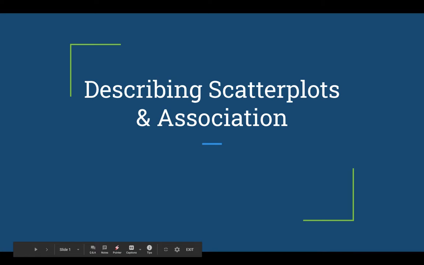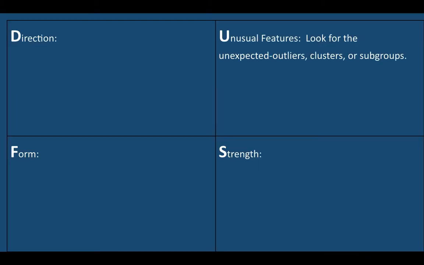In this lesson, we're going to learn how to describe scatterplots and associations. So first of all, a scatterplot is used to display relationships between two quantitative variables. So you've got to have two, and they have to be quantitative. When you're looking at a scatterplot, there are four things you always must talk about.